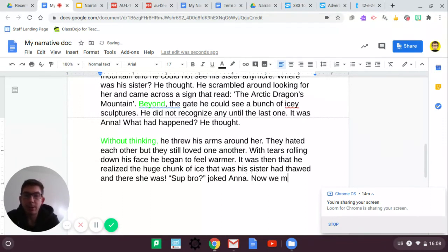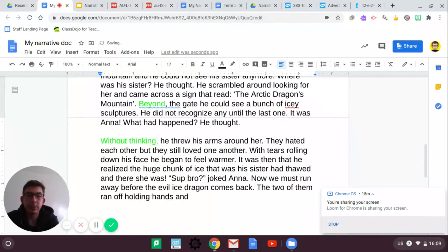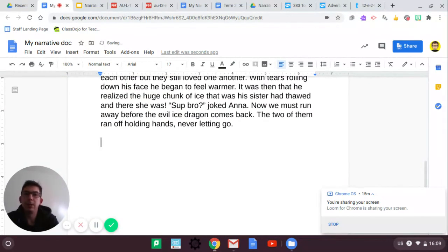Now we must run away before the evil ice dragon comes back. The two of them ran off holding hands, never, never letting go. Okay. So they've realized that they need each other. Okay.